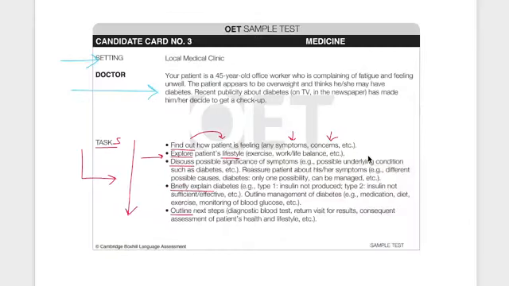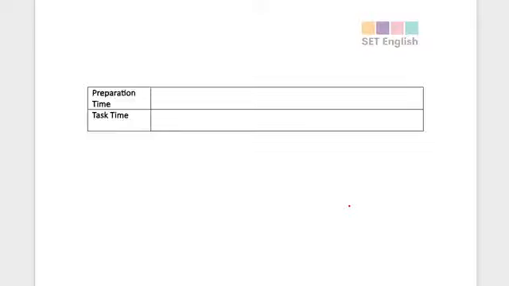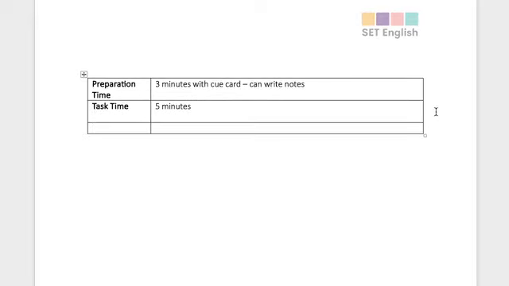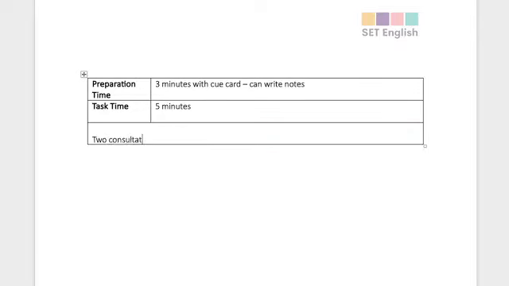So let's talk about timings. In terms of timings, you've got 3 minutes to prepare. You get given the cue card, and you can write on it. You can write notes if you want to. You can also ask certain questions to the interlocutor who you're speaking to. Then you have to do the task for 5 minutes, and you're going to do the task twice. This consultation is done twice. Two consultations, 5 minutes each.